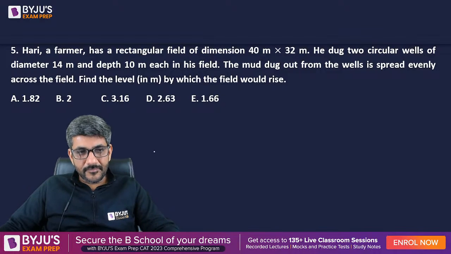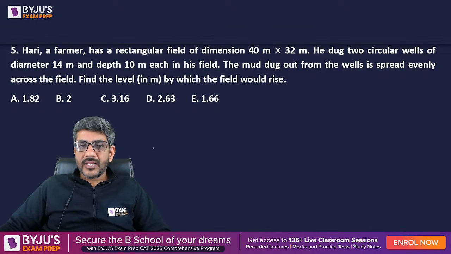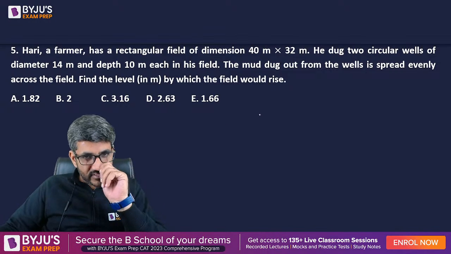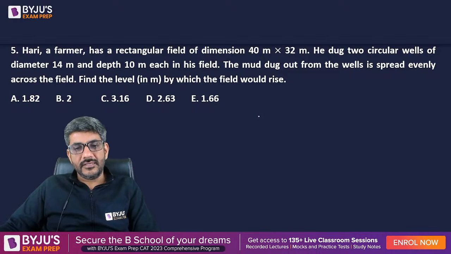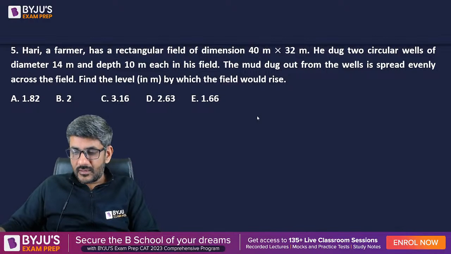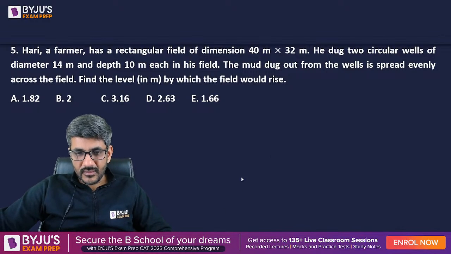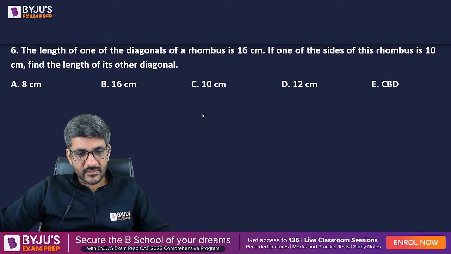Okay, chaliye. Hari, a farmer has a rectangular field of dimension 40 by 32. He dug two circular wells of diameter 14 and depth 10 each in his field. The mud dug out from the wells is spread evenly across the field. Find the level by which the field would rise. So if I just show it to you once, okay, just a second. My animation has stopped working. That's a very common thing that happens with me.